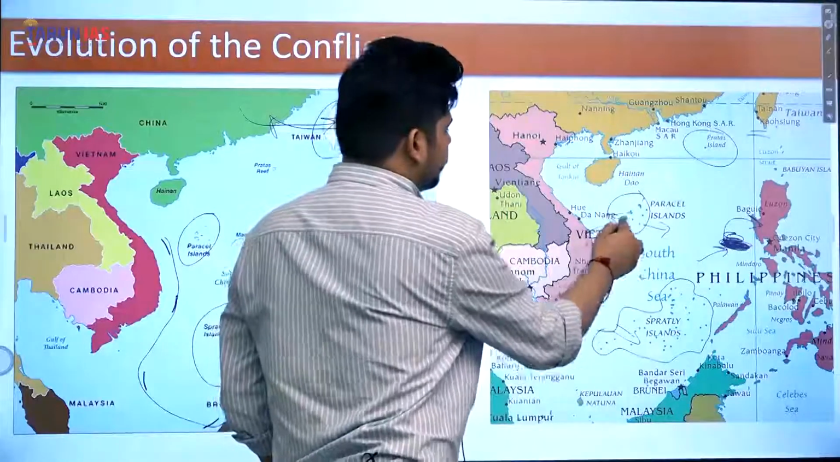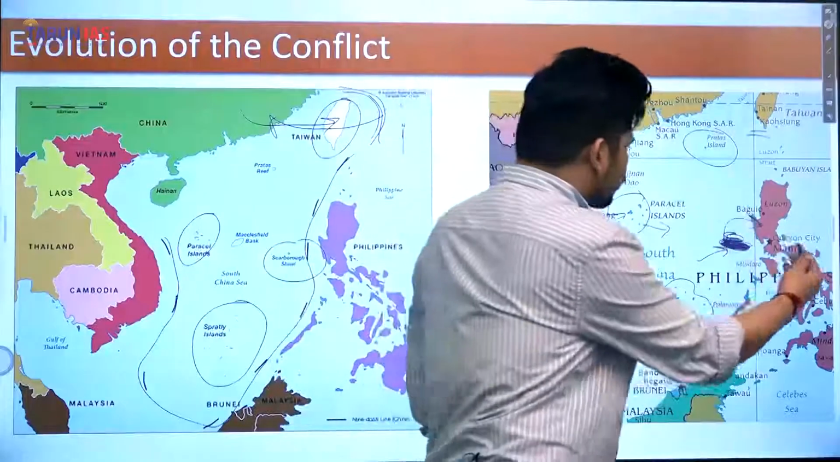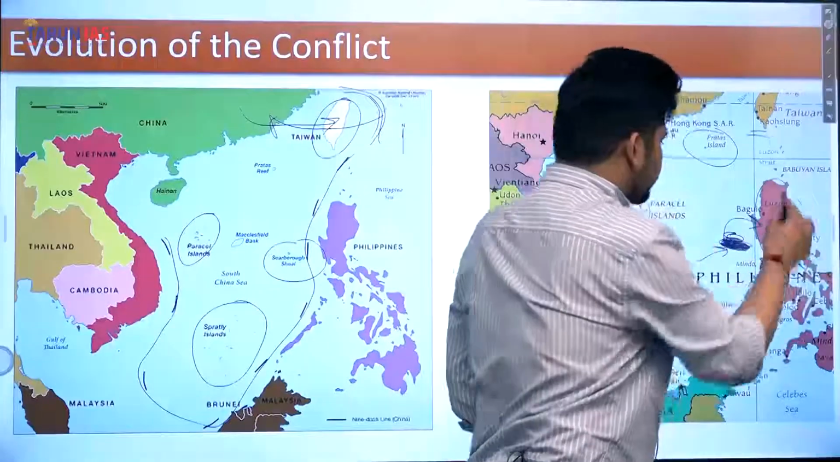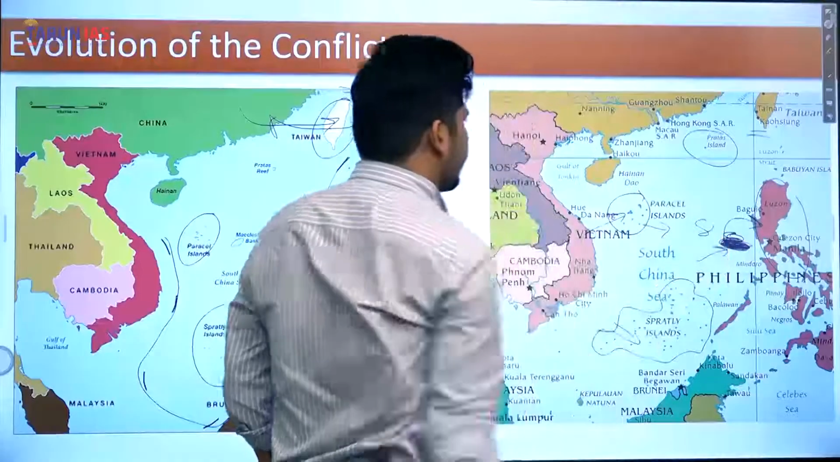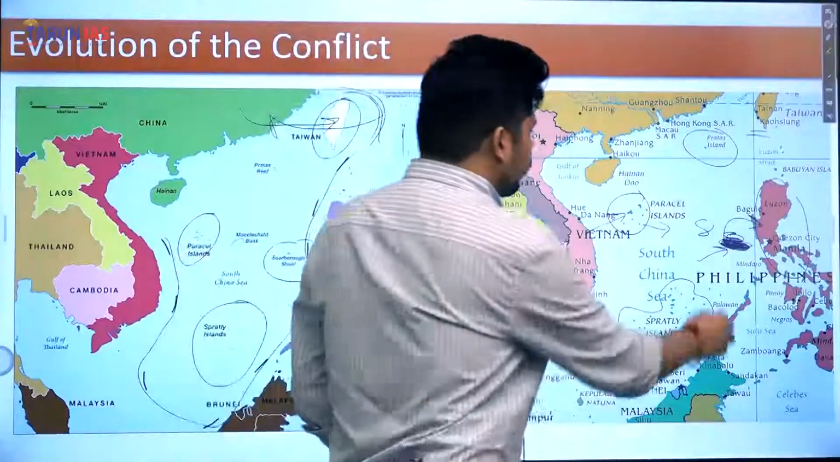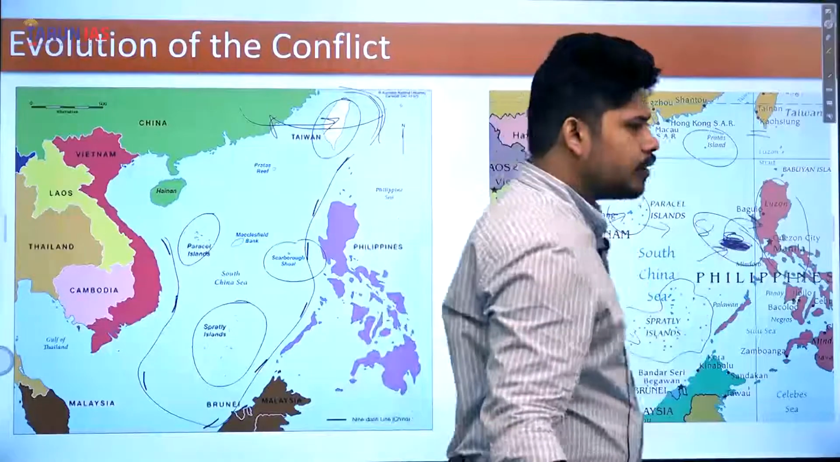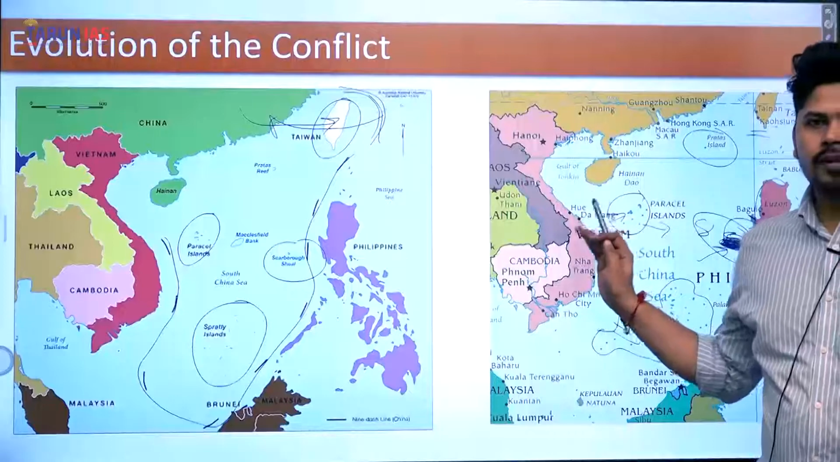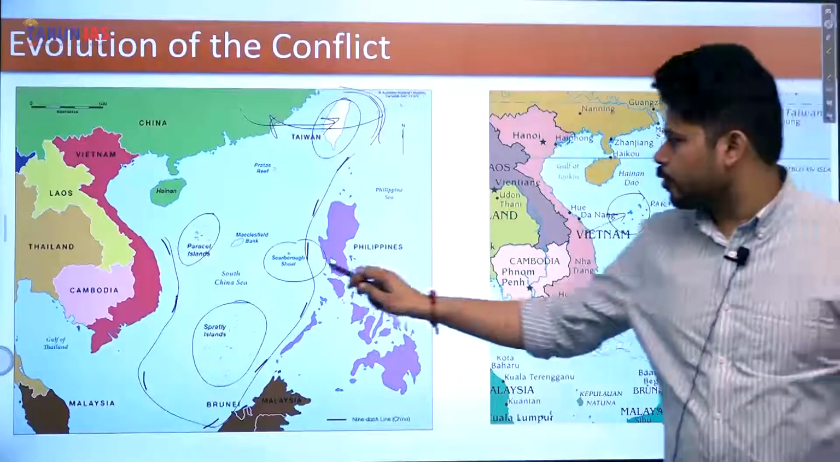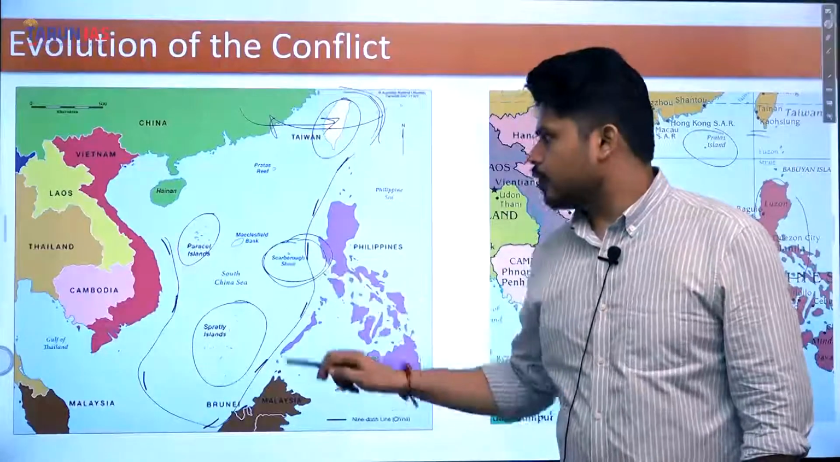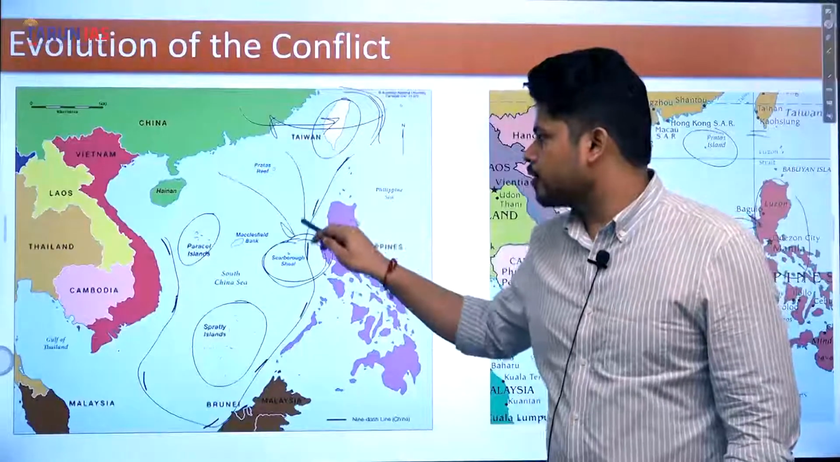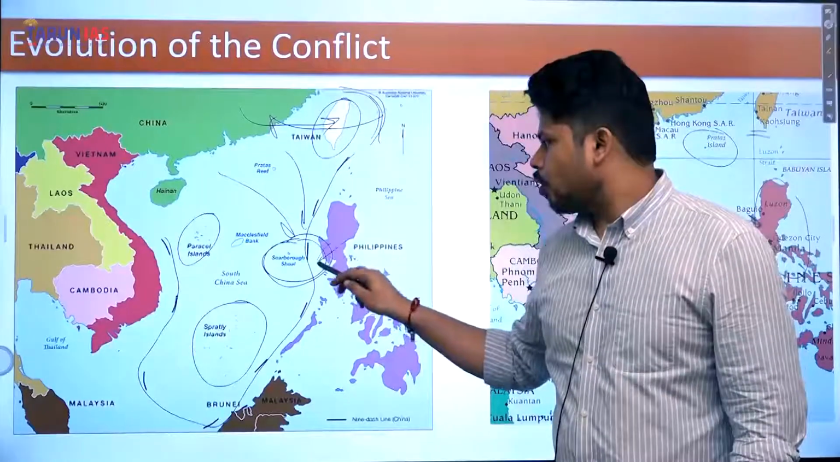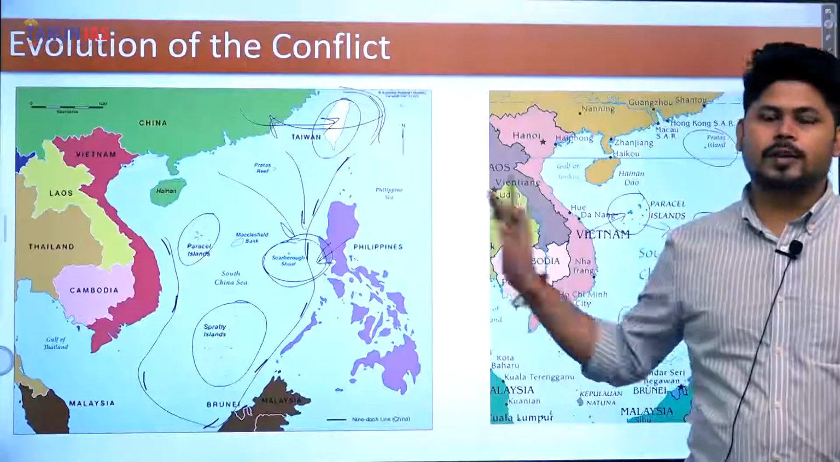Of course, Parcel Islands. Which of the following is closest to Philippines? That is Scarborough Shoal. Now, Scarborough Shoal is a very prominent fishing ground, but due to Chinese aggression, the Filipino people are having problems, because the Chinese are invading this also. So there has been a lot of problem with the Philippines.